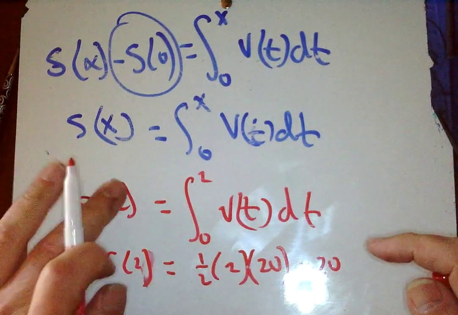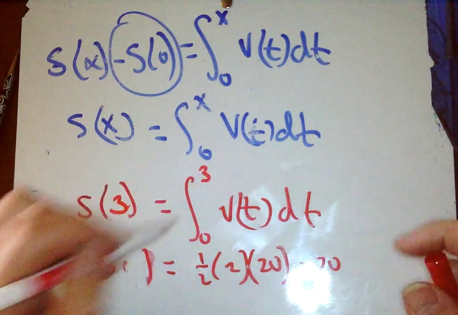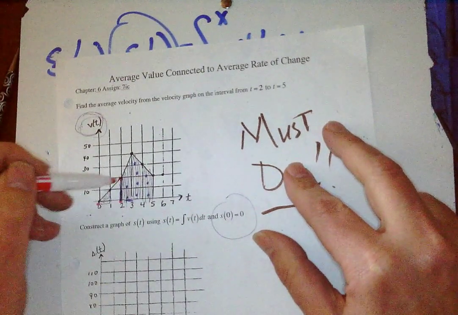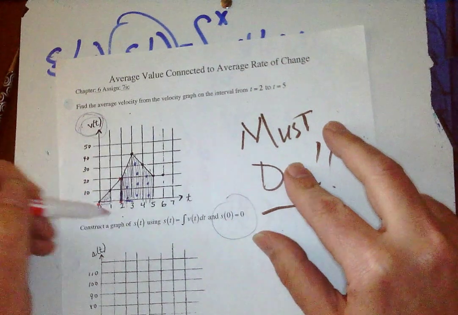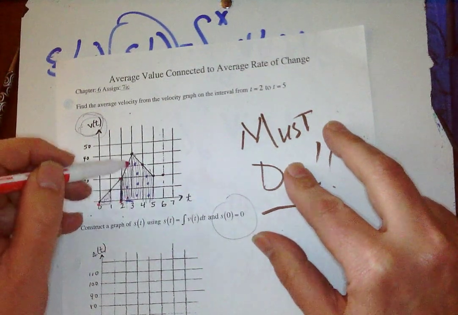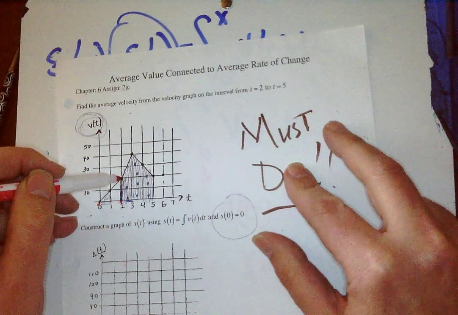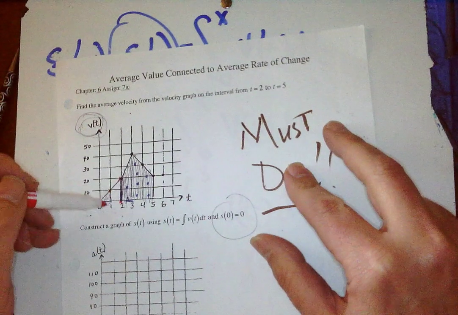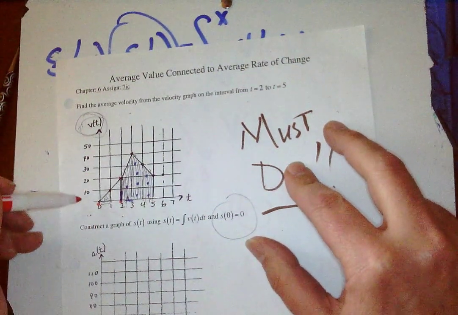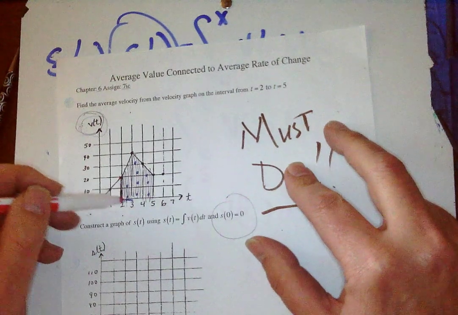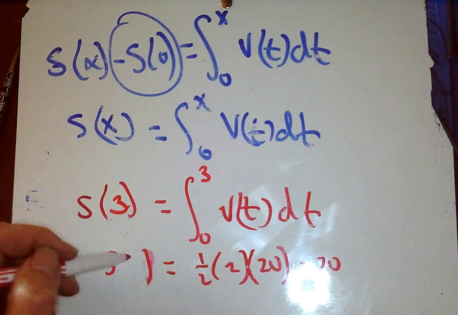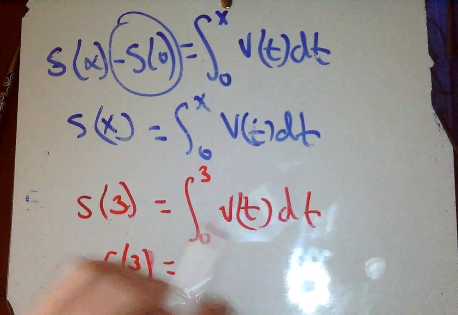Great. What about s of 3? Well, now I want to integrate from 0 to 3. Integrating from 0 to 2 is finding this area. Integrating from 0 to 3 is finding this area. So we have half a box and half a box. That's 1, 2, 3, 4. And here's another half of 2 boxes. So 5. Let's just confirm that. Half a box, that's 1, 2, 3, 4, 5. Good, but remember, each of these squares has an area of 10. So 5 times 10 is 50.